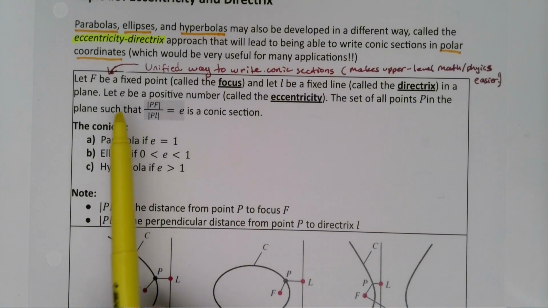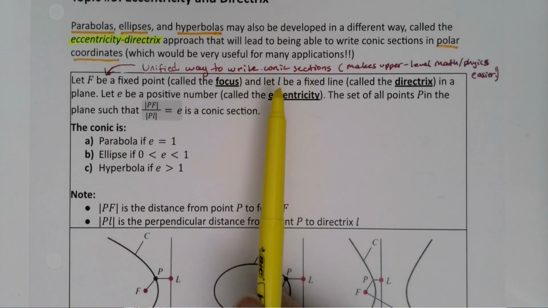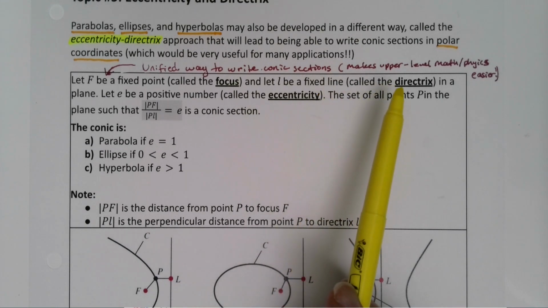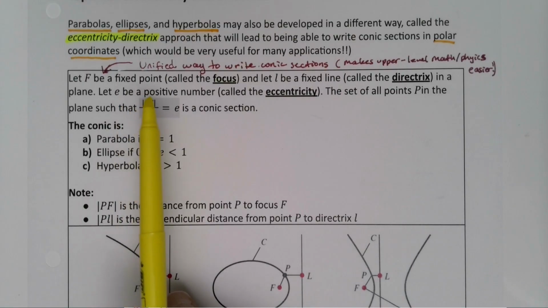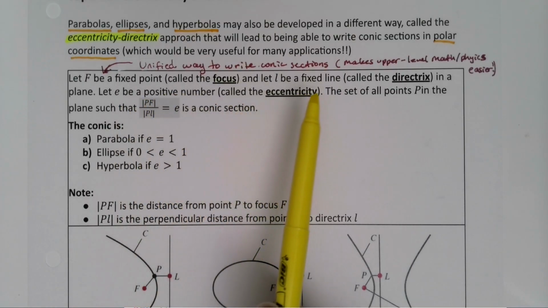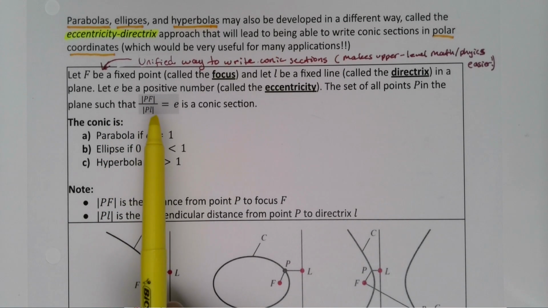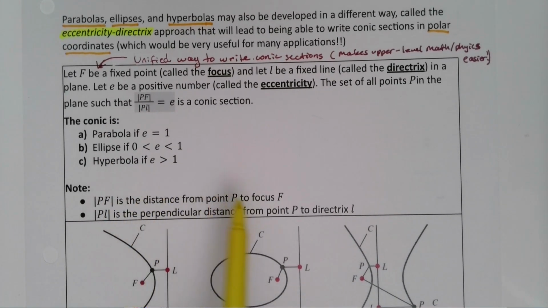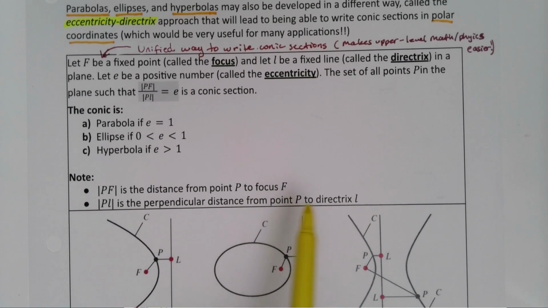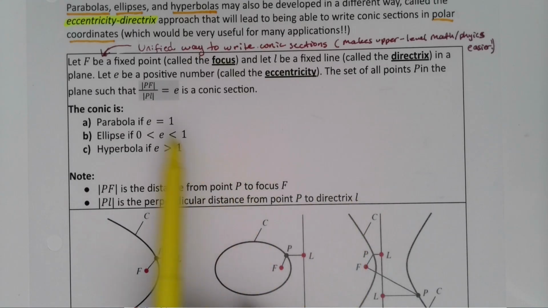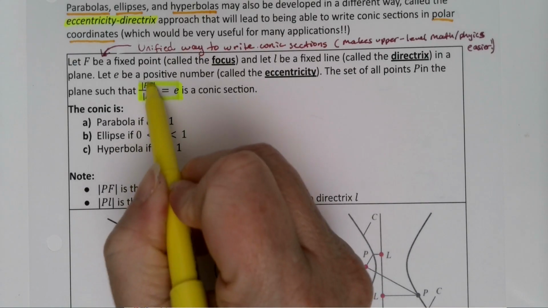Well, we have F, which is a fixed point called the focus, sounds familiar, and let L be a fixed line called the directrix in a plane. And then let E be the positive number called the eccentricity, and then the set of all points P in the plane such that PF over PL, where PF is the distance from the point to the focus, and PL is the perpendicular distance from the point to the directrix L. If we take the ratio of those values, we get E, which is the eccentricity.